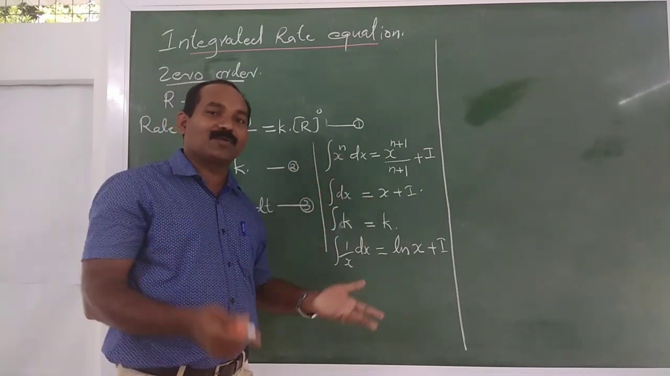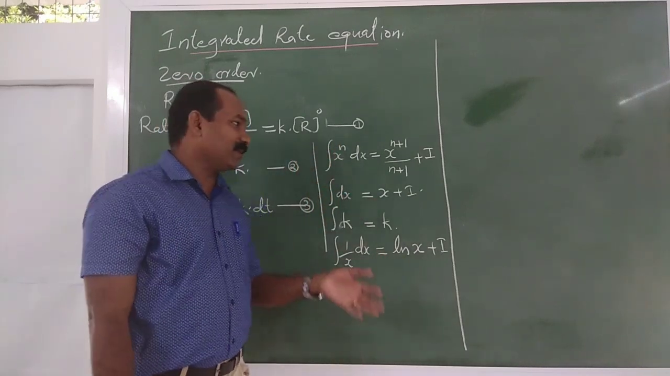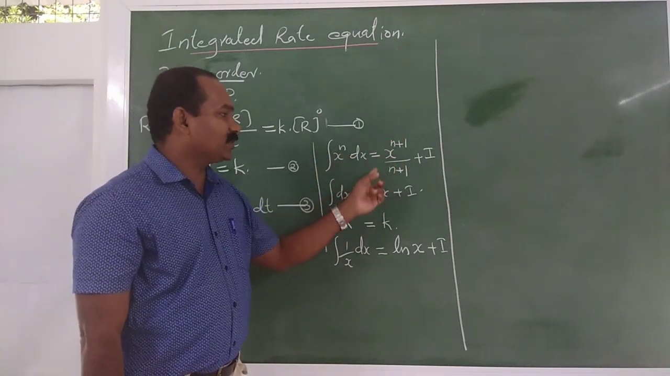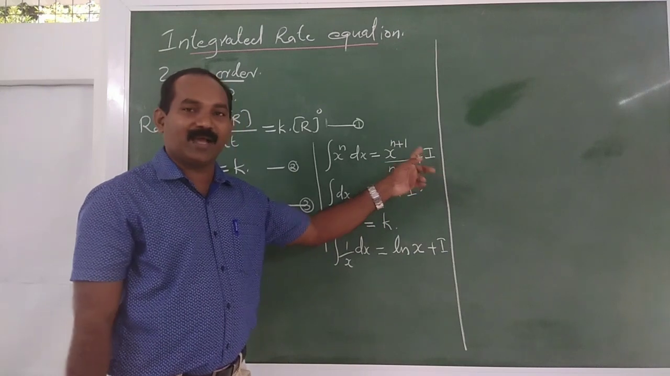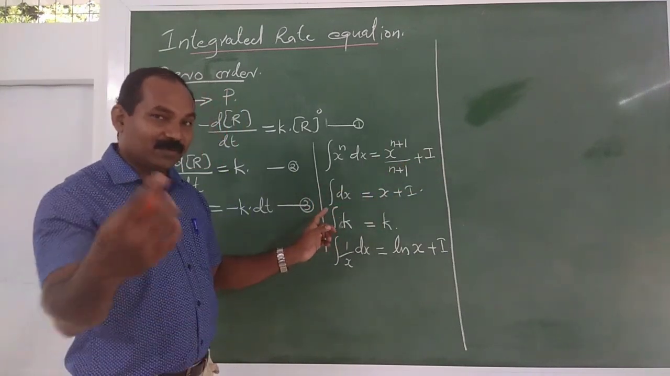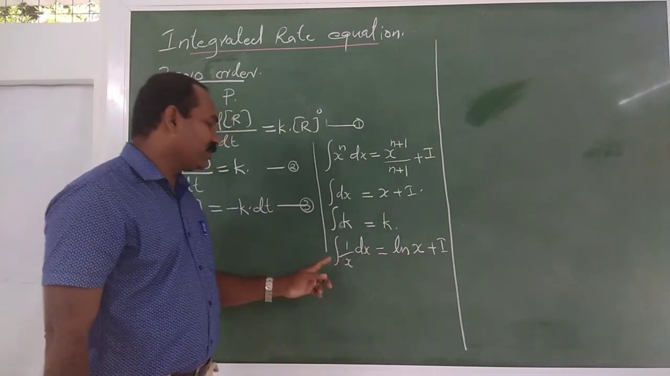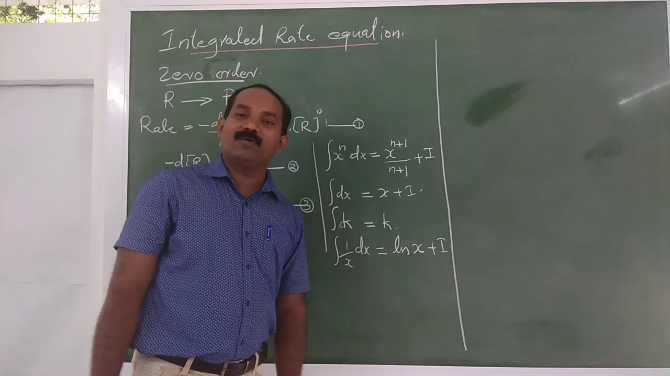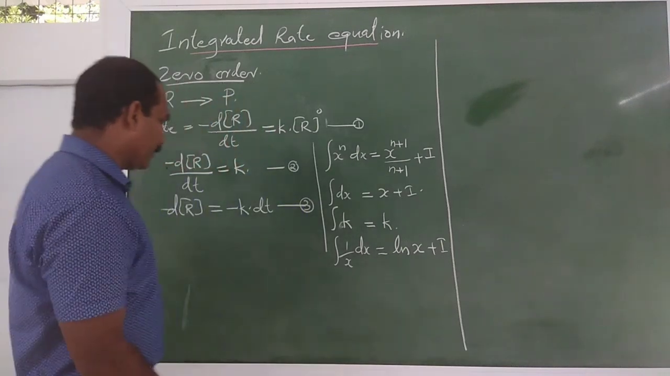You study a lot of equations in integration in mathematics. So integral x raised to n dx is x raised to n plus 1 divided by n plus 1 plus I, where I is the integration constant. Integral dx is equal to x plus I. Integration of a constant is the constant itself. Integration of 1 by x dx is equal to natural logarithm of x plus I.